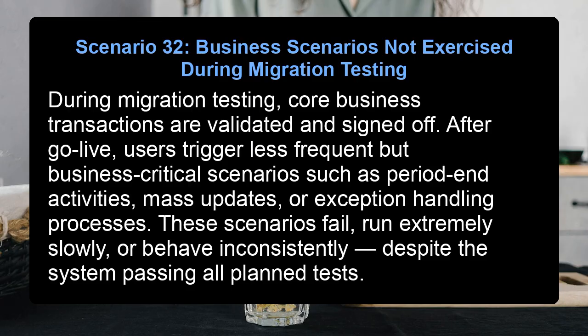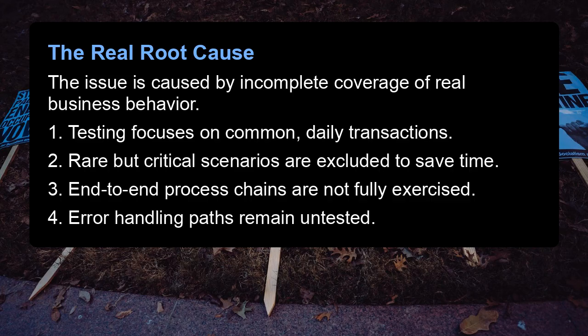These scenarios fail, run extremely slowly, or behave inconsistently, despite the system passing all planned tests. The real root cause: the issue is caused by incomplete coverage of real business behavior. 1. Testing focuses on common daily transactions. 2. Rare but critical scenarios are excluded to save time. 3. End-to-end process chains are not fully exercised. 4. Error handling paths remain untested.